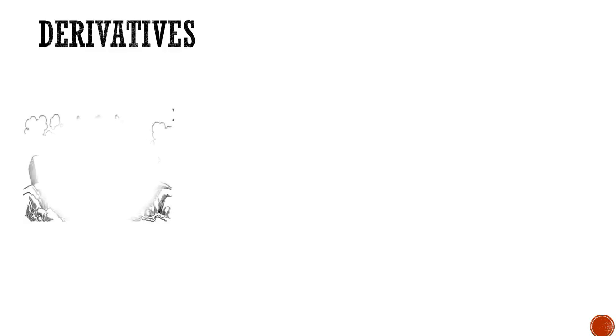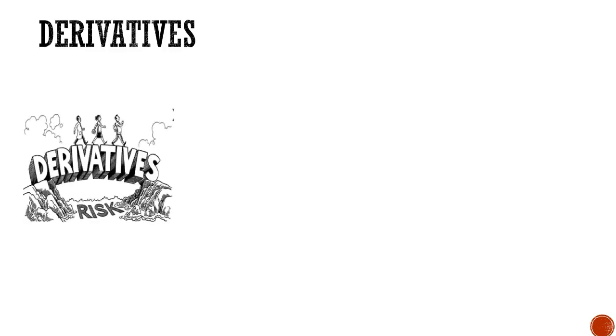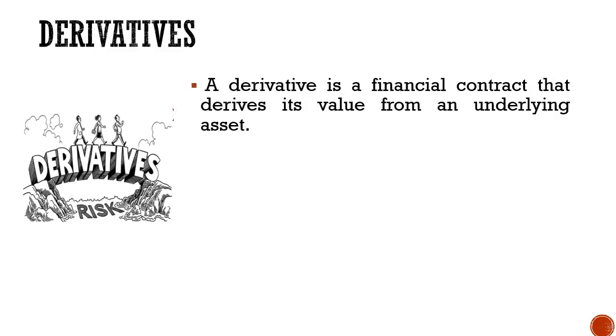Now, let us learn first what are derivatives. A derivative is a financial contract that derives its value from an underlying asset. So it is basically a financial contract which is deriving a value from an underlying asset. Now to understand this term underlying asset, we will be taking up a special topic. As we go through this topic of derivative, we'll have a better idea about this term underlying asset.